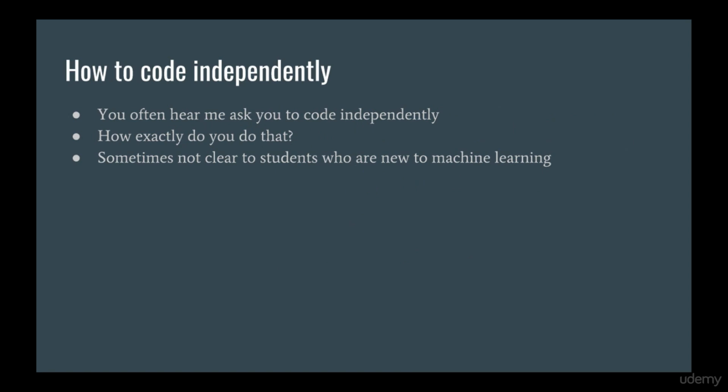This lecture is about how to write code independently when you're doing machine learning. You always hear me say that the first thing you should try to do when you learn an algorithm is to go and write it up in code by yourself before looking at someone else's code. For some students who are new to machine learning, it's not quite clear how to do that. So this lecture is going to explain the thought process you should go through in hopes that it encourages more people to try to code by themselves.